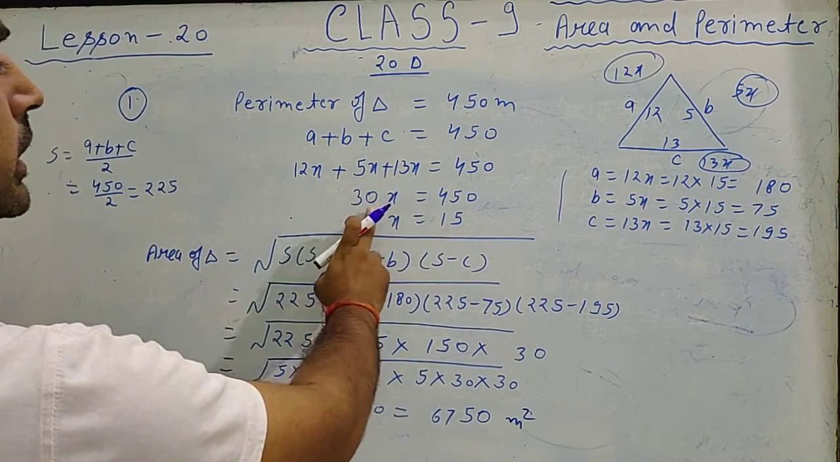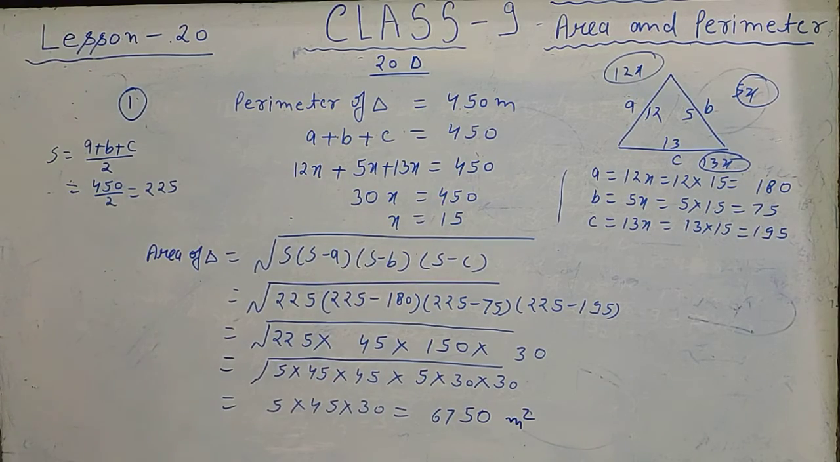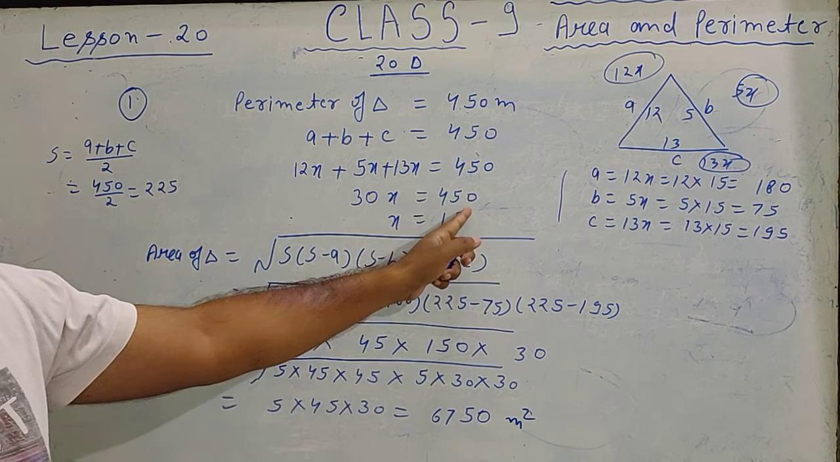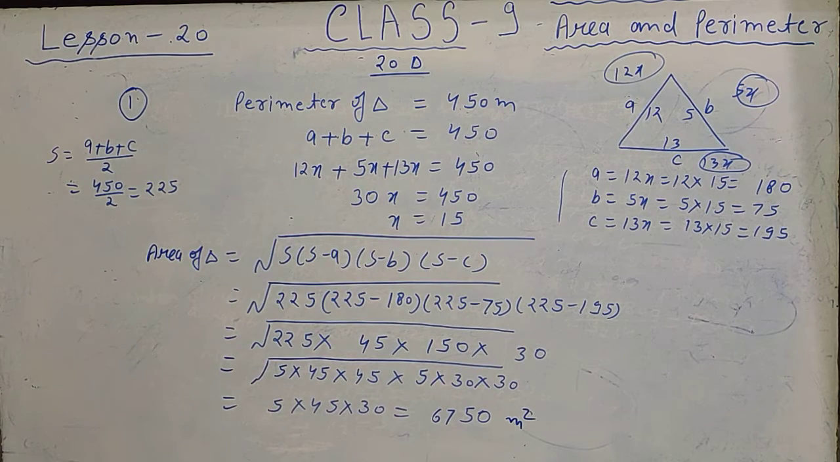12 plus 5 plus 13 is equal to 30x is equal to 450 meters. So x is equal to 15, when we divide by 30. So we get the answer x is equal to 15. Now put the value of x.